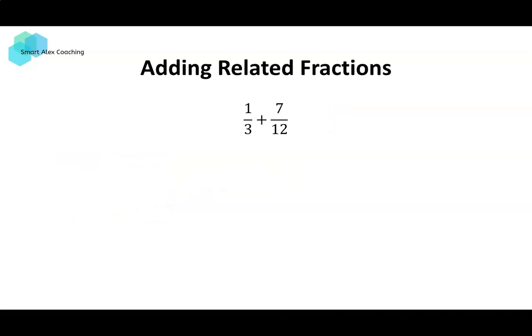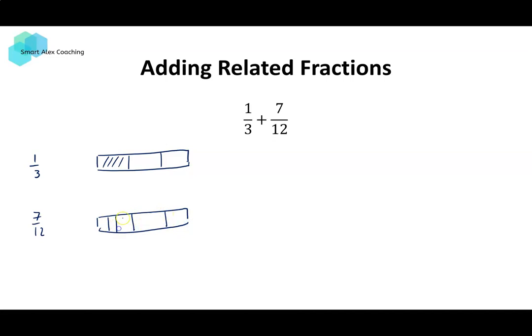Let's now look at related fractions. I want to add a third and 7/12. Representing a third using a bar, I can have a rectangular bar divided into 3 parts, and I'm going to be shading 1 unit out of the 3. The fraction of 7/12, again representing it with an equal size bar, I'm now going to be dividing it into 12 equal parts, and I'm going to be shading 7 units. 1, 2, 3, 4, 5, 6, 7.